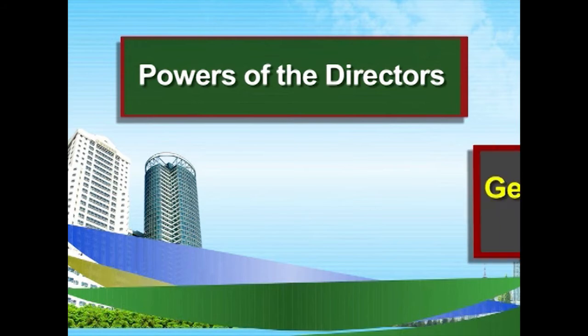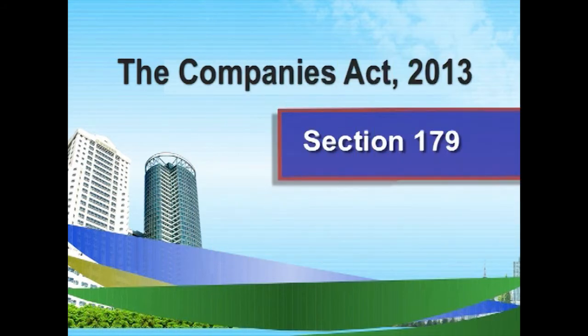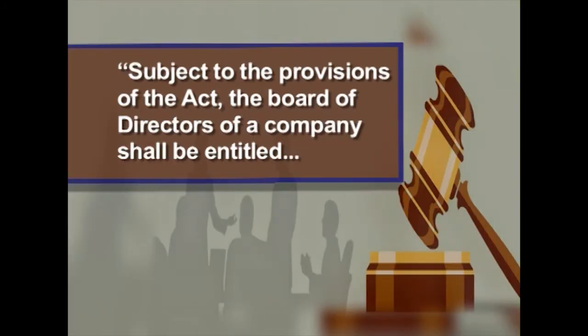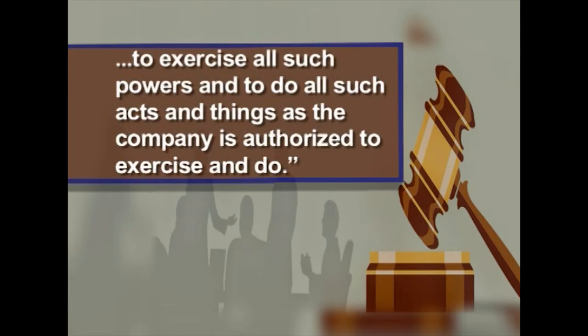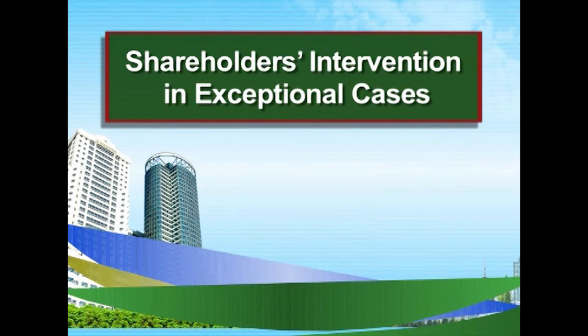Powers of the director. General powers vested in the board. According to section 179 of the Act, subject to the provisions of the Act, the board of directors of a company shall be entitled to exercise all such powers and to do all such acts and things as the company is authorized to exercise and do. Once elected and in control, the directors have almost total power over the operations of the company until they are removed.